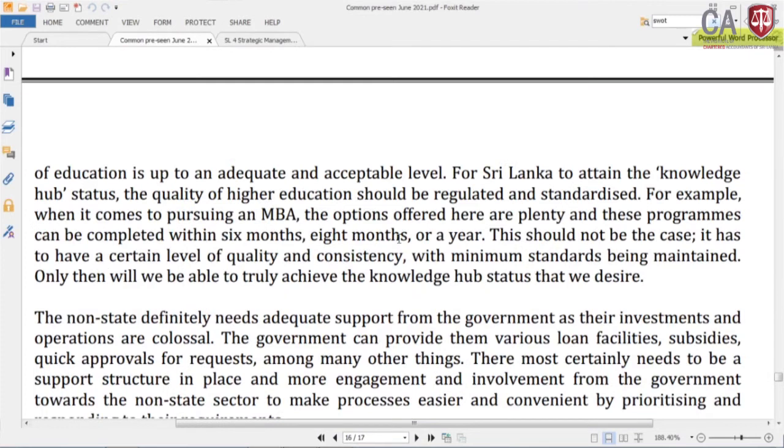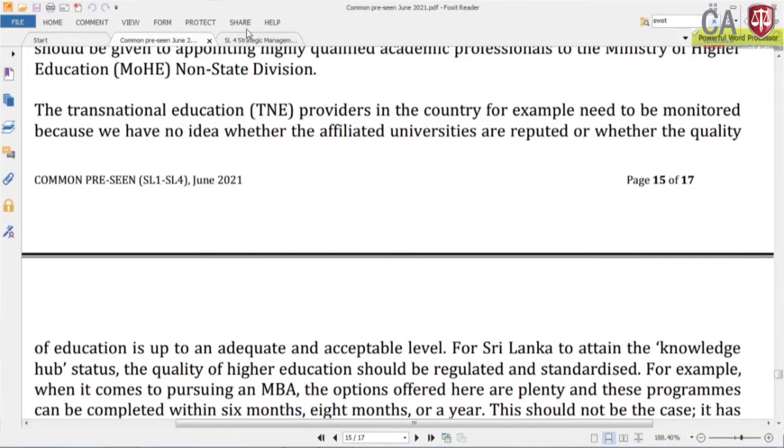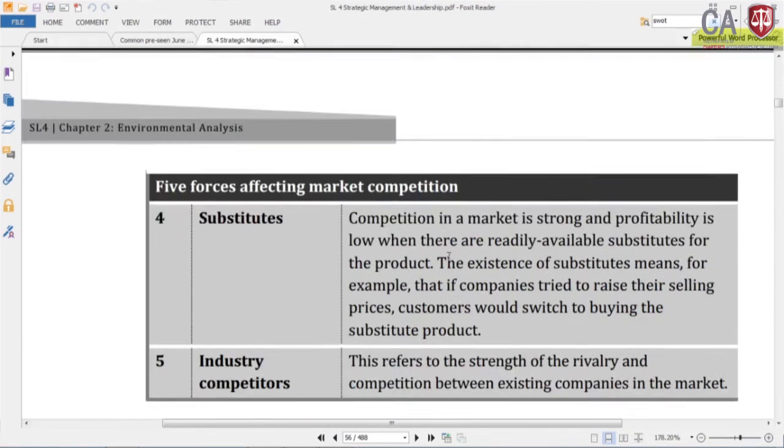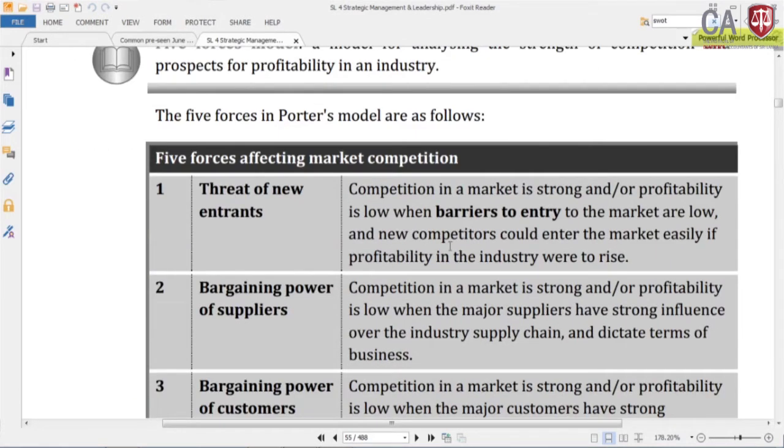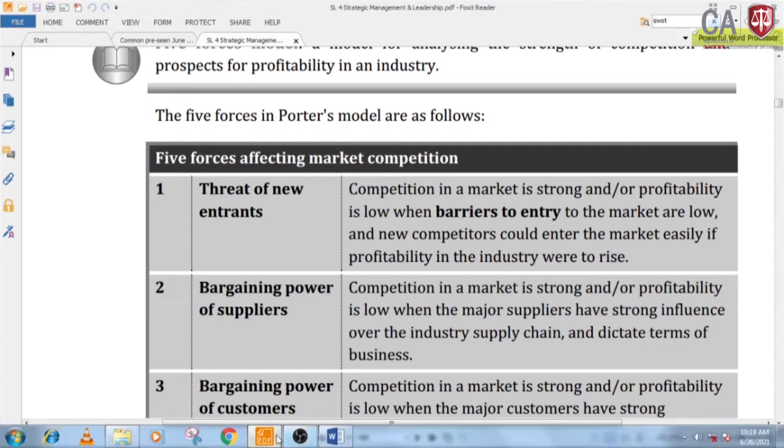But think about the investment you want to make here. Look at the theory part actually. Threat of new entrants: competition in the market is strong and profitability is low when barriers to entry to the market are low. A new competitor could enter the market easily if profitability in the industry were to rise. So, it depends on the barriers to entry, no?